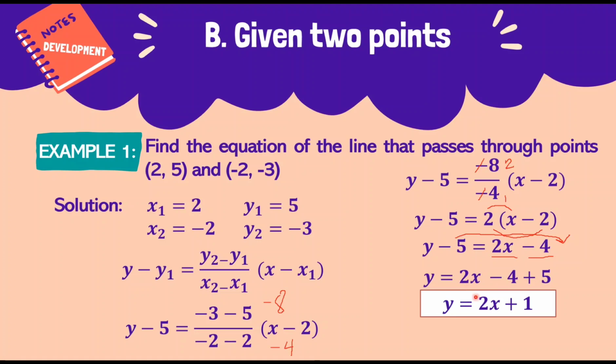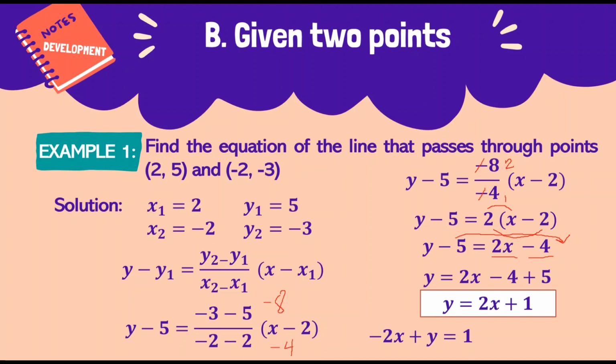So, what if you will ask to transform or rewrite this slope intercept form into standard form? So, syempre, gagamitin ulit natin yung ax plus by is equal to c. So, ililipat natin si 2x to the other side of the equation. So, since siya ay positive, it becomes negative na. So, it becomes negative 2x plus y is equal to 1. Nilipat lang po si 2x sa kabila, nagpalit ng sign which is negative.